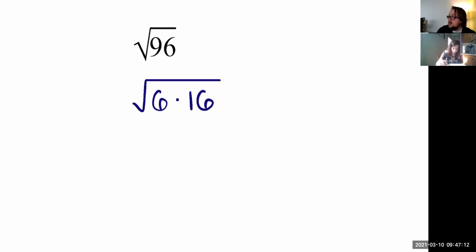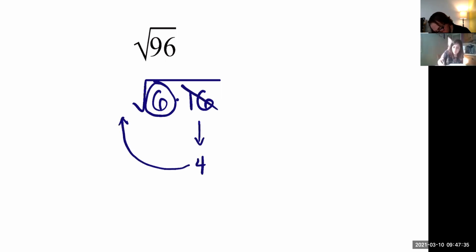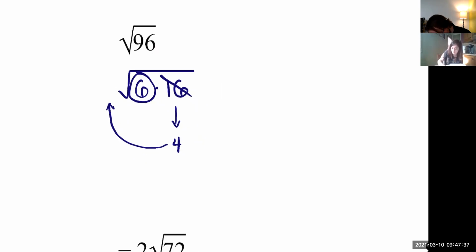Can I break 6 down any further? Well, I could, but we've done this before. 6 isn't going to break down to any more perfect squares other than 1. So I know that 6 from past experiences will stay trapped inside. When you take the square root of 16, what do you get? 4. That's going to come out as a 4. So we're left with what? 4 times the square root of 6.